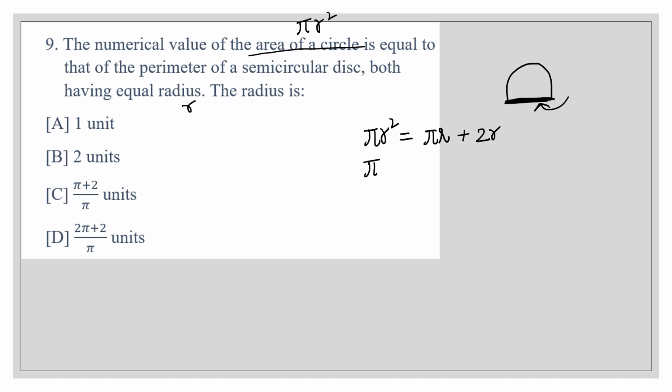Now in pi r square, you can take r common, it will be pi plus 2. If you see the options, now A and B are out of the race.